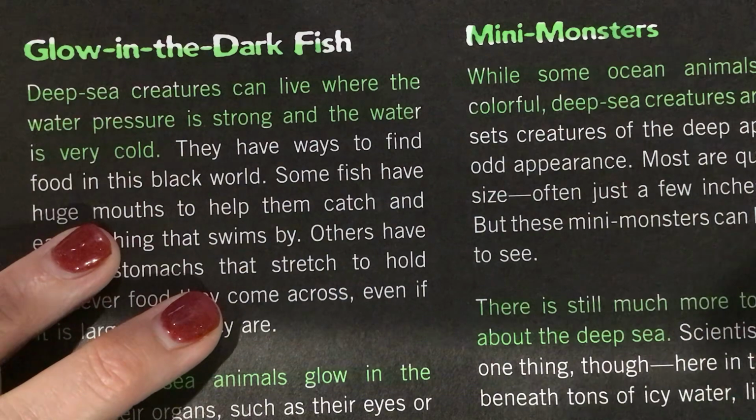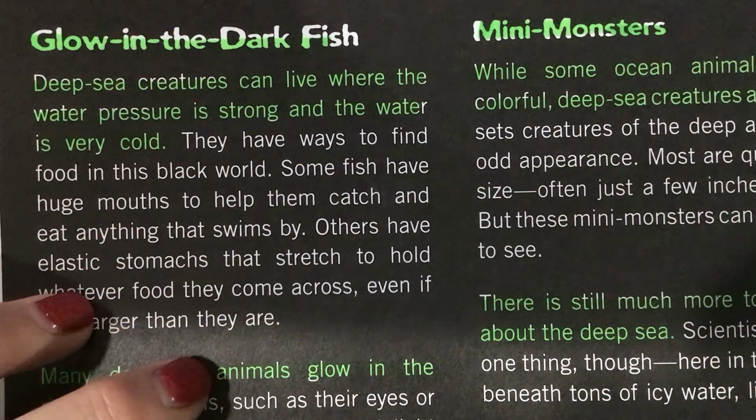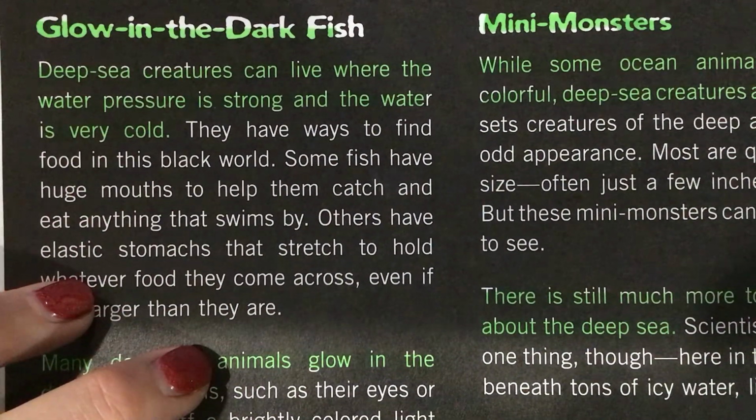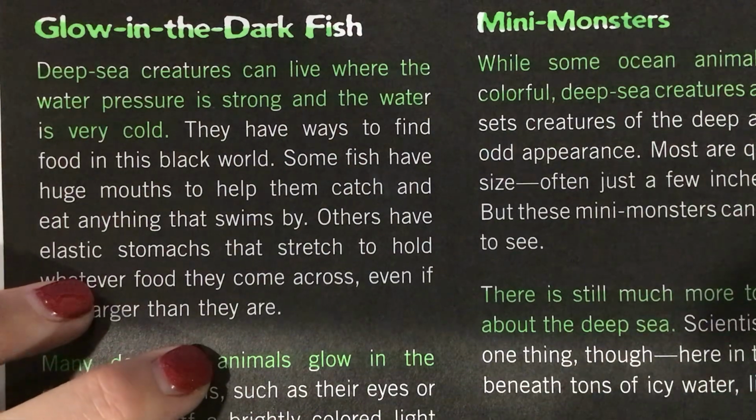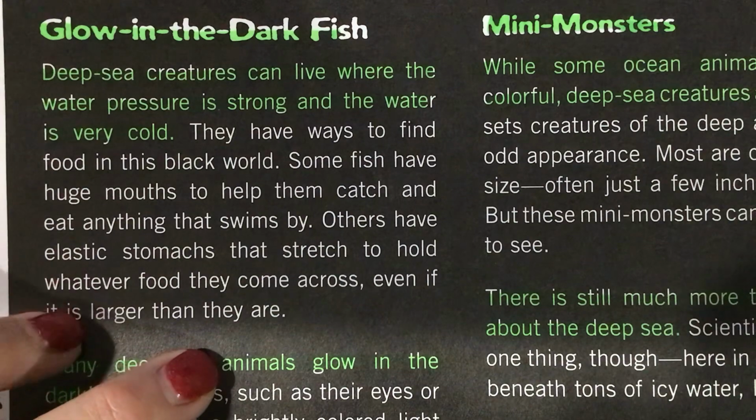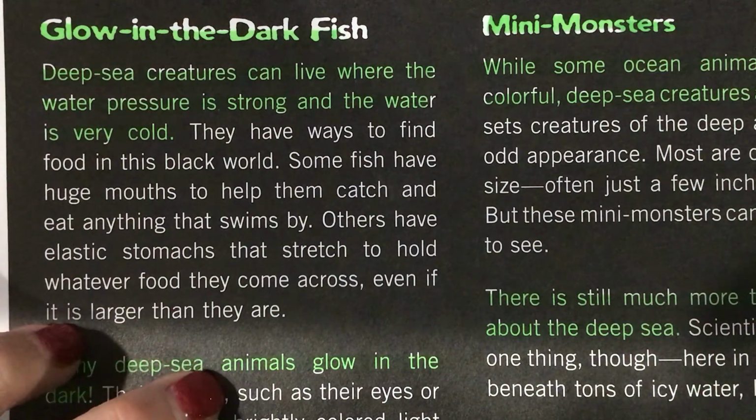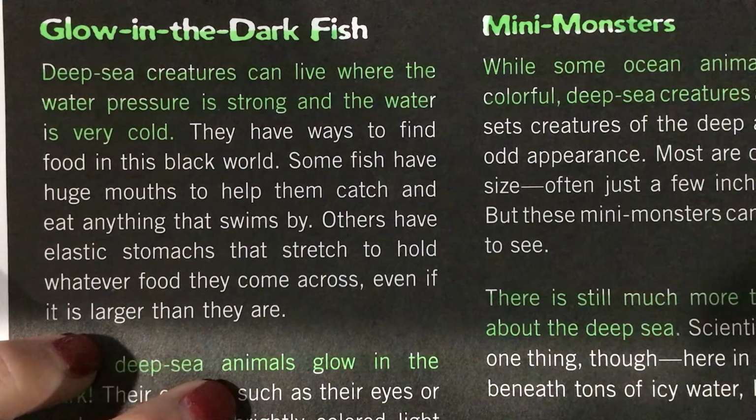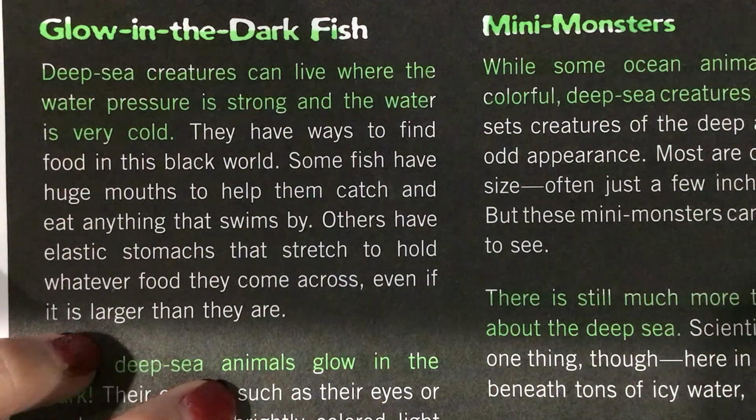Glow-in-the-dark fish. Deep sea creatures can live where the water pressure is strong and the water is very cold. They have ways to find food in this black world. Some fish have huge mouths to help them catch and eat anything that swims by. Others have elastic stomachs that stretch to hold whatever food they come across, even if it is larger than they are.